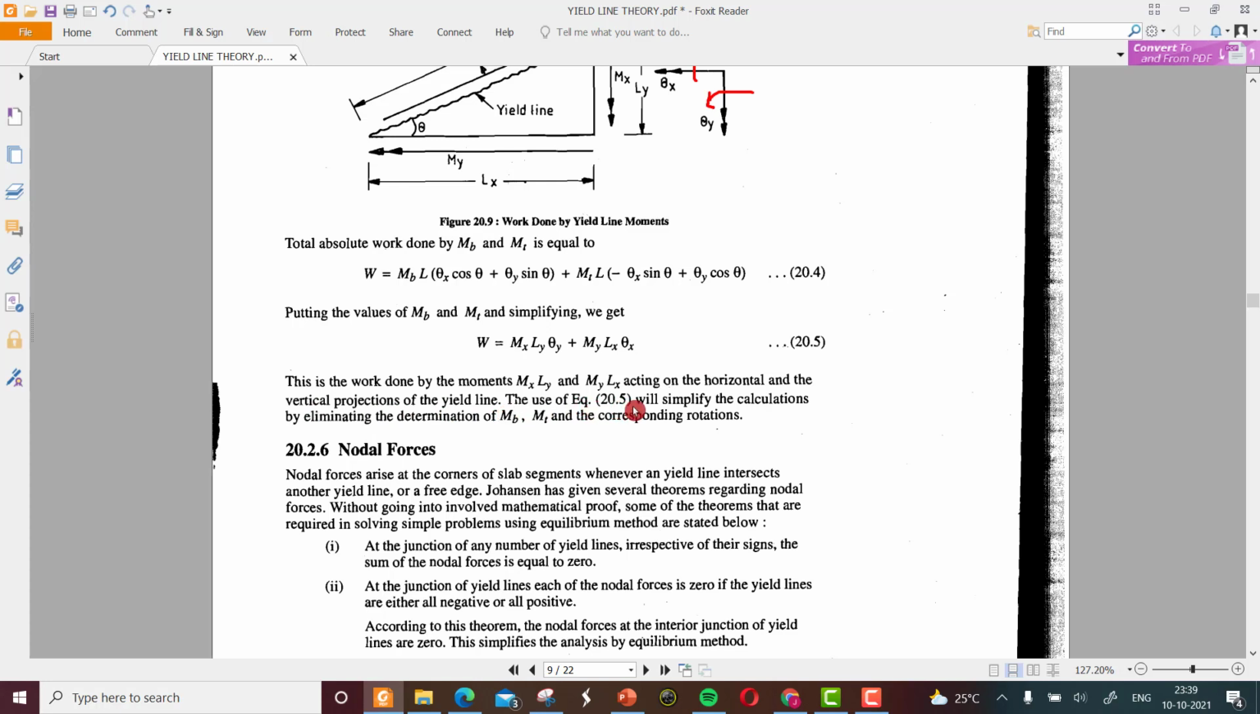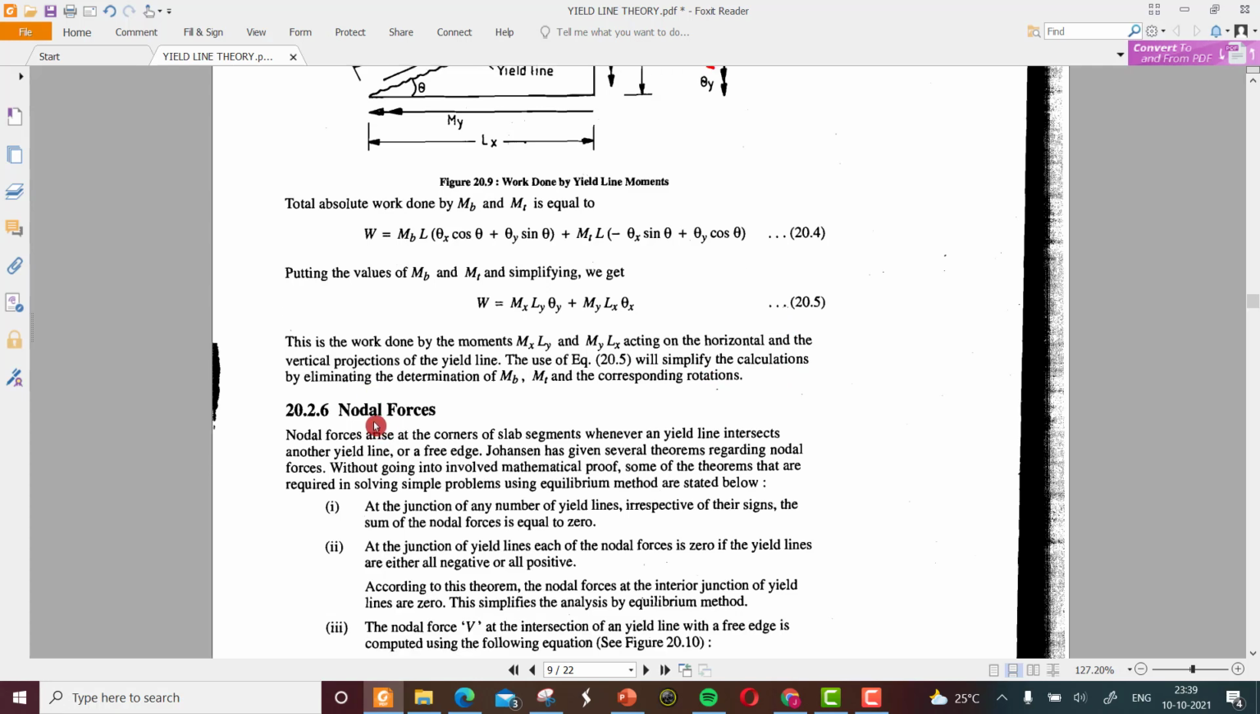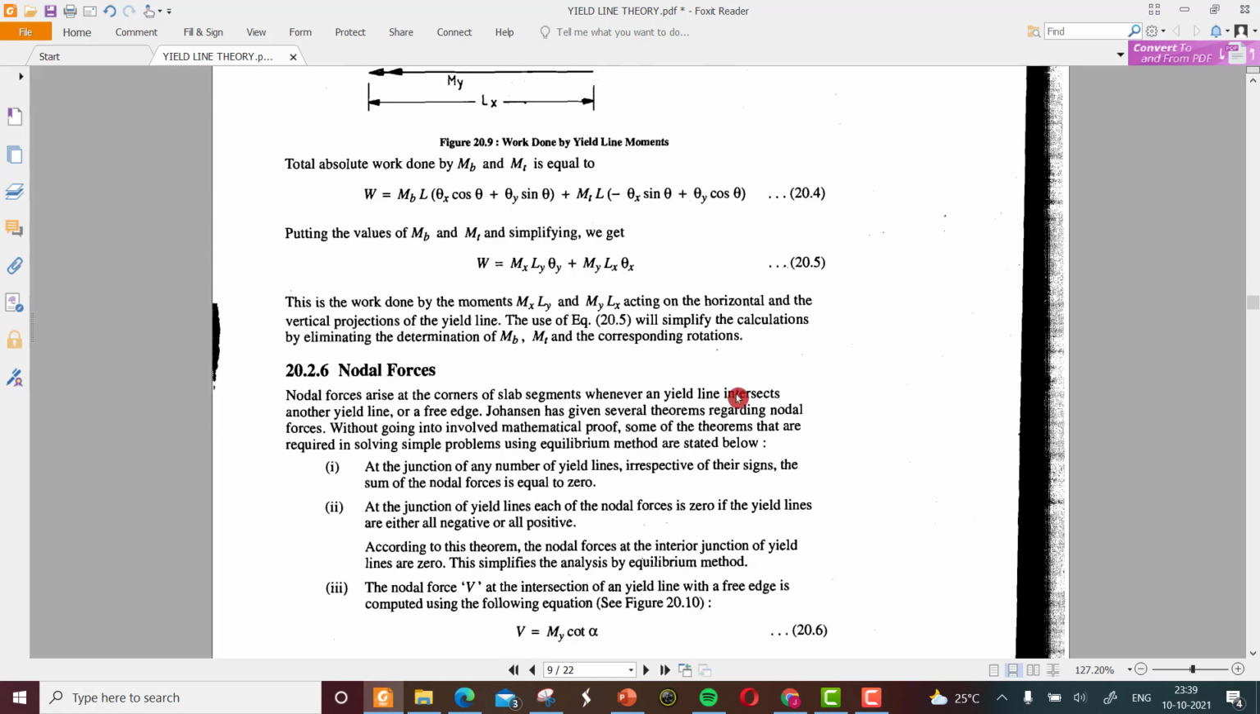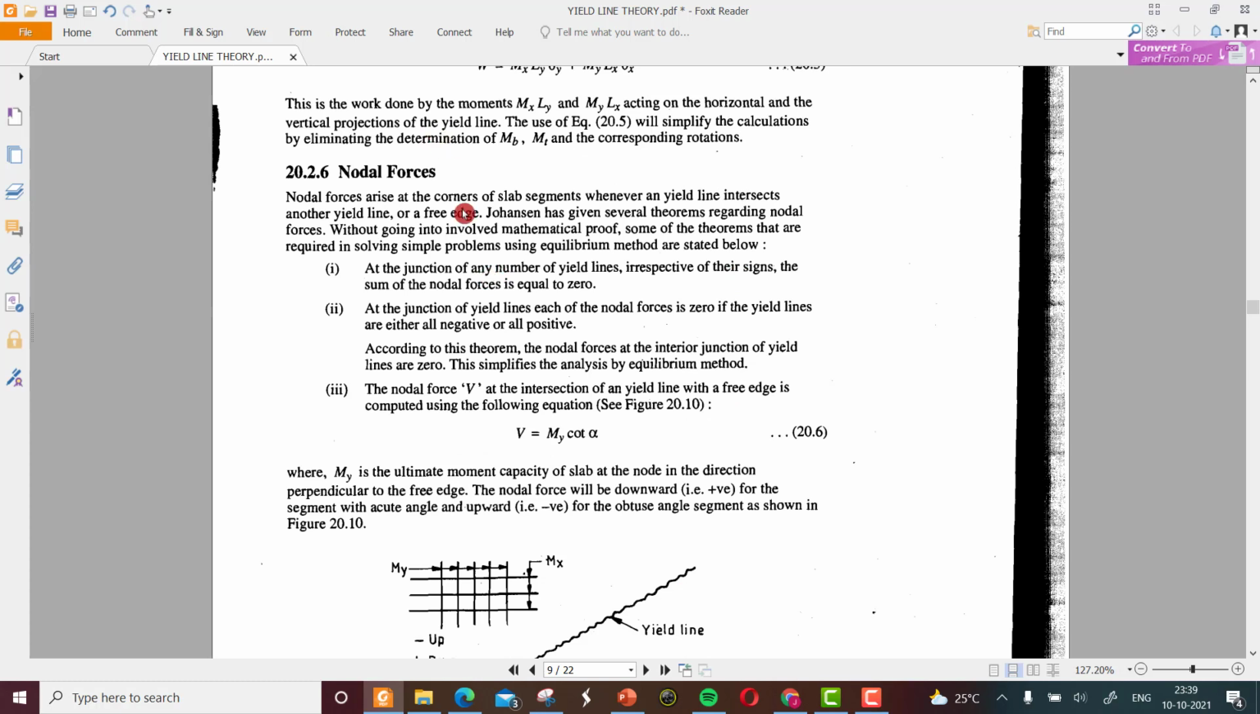The use of equation 20.5 will now simplify the calculations by eliminating the determination of MB, MT, and the corresponding rotations. So this is also important. The next one, nodal forces, I will come back to while we do the problem for circular slabs.